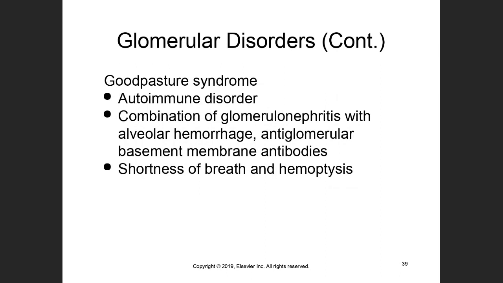Goodpasture syndrome is an autoimmune disorder, a combination of glomerulonephritis with alveolar hemorrhage, with antiglomerular basement membrane antibody. Okay, those patients are going to have hematuria, blood in the urine, and hemoptysis. Okay, they are going to cough up blood also.